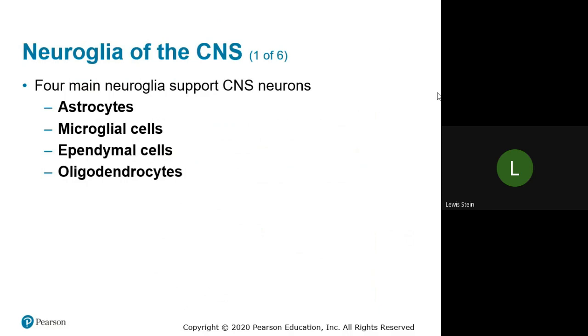So those are all in the central nervous system. There are other cells that do similar things in the peripheral nervous system that are part of that discussion. But that's the supporting cast. So, and the Oscar goes to the astrocyte.